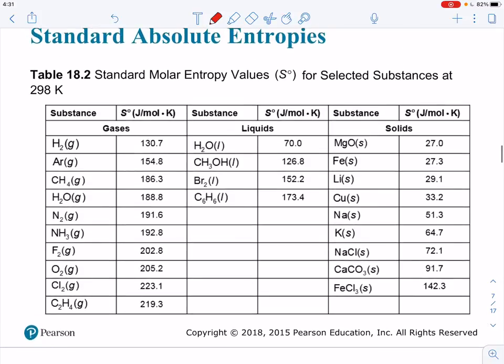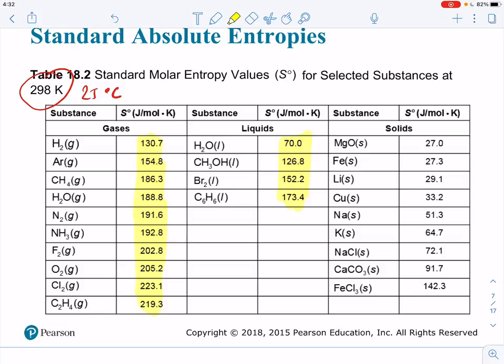These are some examples of standard absolute entropies. As I said before, they are standard entropies, and that's why you have this temperature, 25 degrees Celsius. Out of this table, one thing you may want to notice is that we have gases here, and if you look at the values of the gases, they are all in the hundreds. These values are generally larger than what you have here.